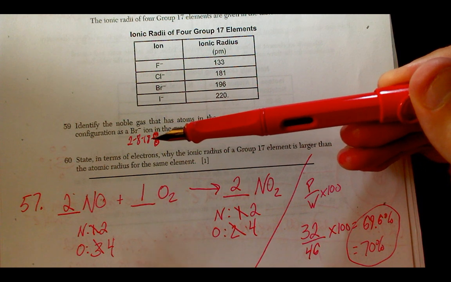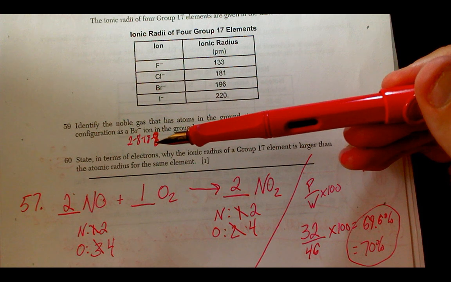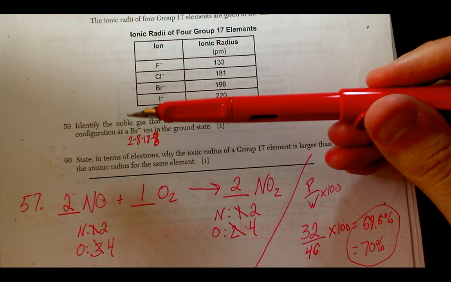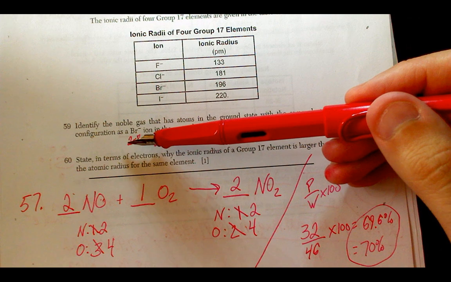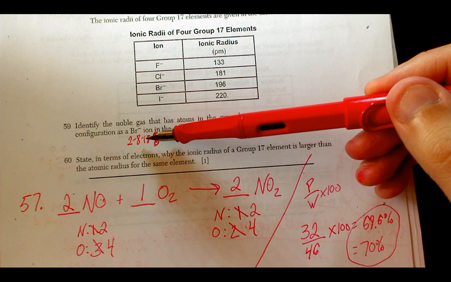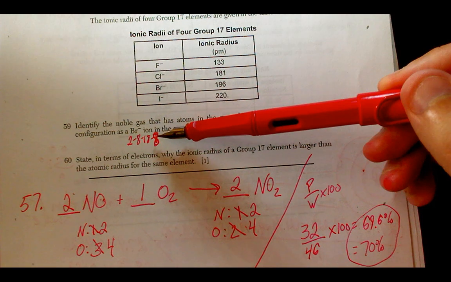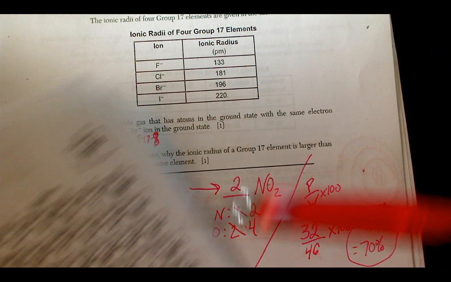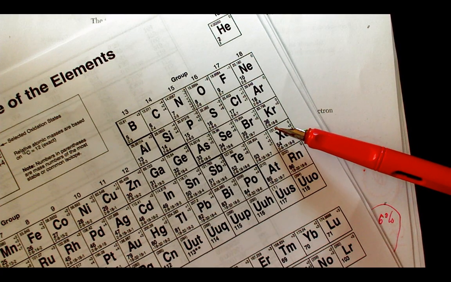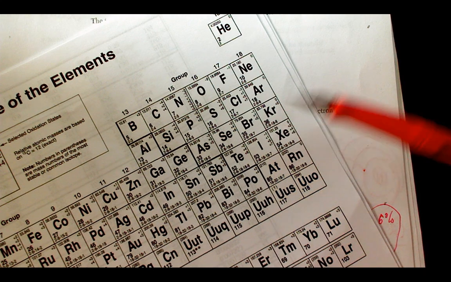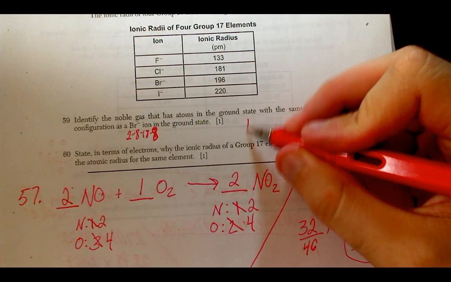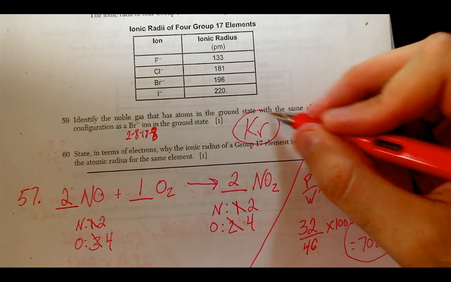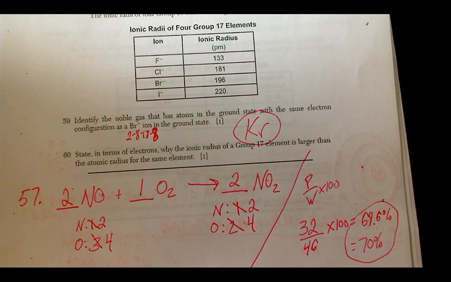We know it's a noble gas, so it's going to be the last column. We can actually get a head start if you want to confirm your answer. Add up your electrons. 2 and 8 is 10, plus 18 is 28, plus 8 is 36. So it should be element 36. And when we look at element 36, krypton is 2, 8, 18, 8, just as we expected. So krypton is our answer. The normal electron configuration of krypton is what bromine is going to look like when it gains an extra electron.